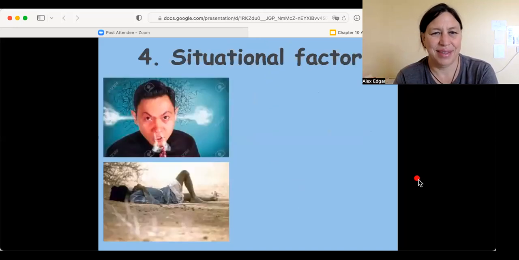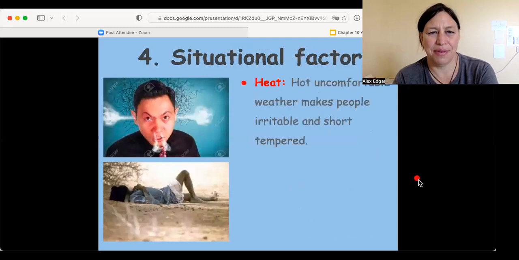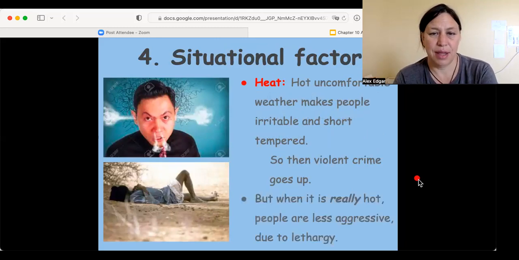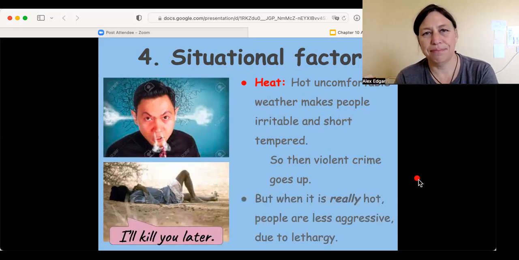Okay. All right, when it's hot, people are grumpy and irritable, so they're more likely to be violent. When they're committing crimes, they're more likely to be violent. Okay, but when it's really hot, you can't be bothered.